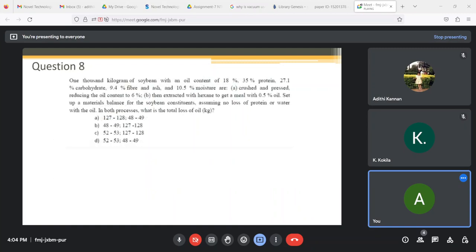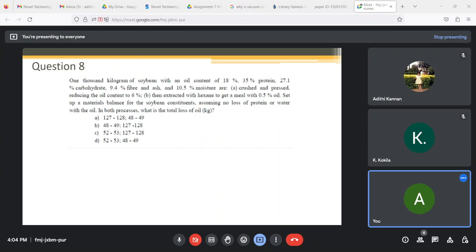So moving to question 8. 1000 kilograms of soybean with an oil content of 18%, 35% protein, 27.1% carbohydrate, 9.4% fiber and ash, and 10.5% moisture. The first process is crushing and pressing, reducing the oil content to 6%. Then it is extracted with hexane to get a meal with 0.5% oil. Set up a material balance for the soybean constituents, assuming no loss of protein or water with the oil. In both the processes, what is the total loss of oil in kgs?